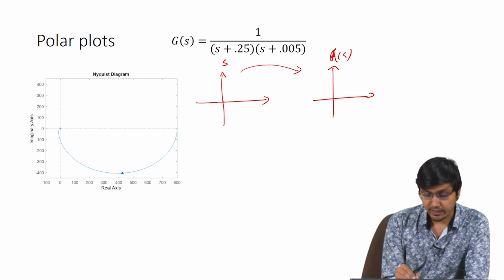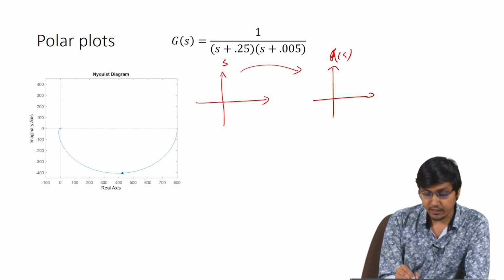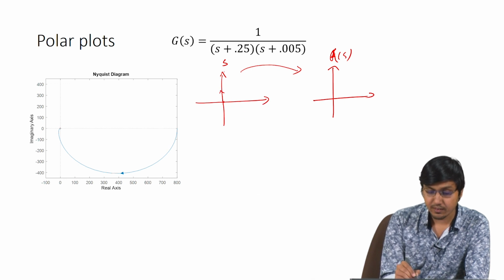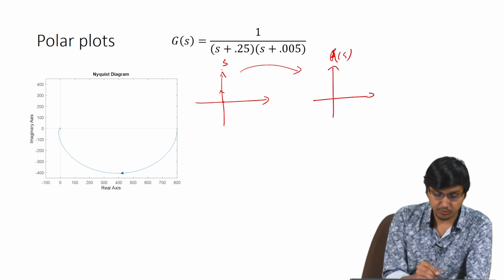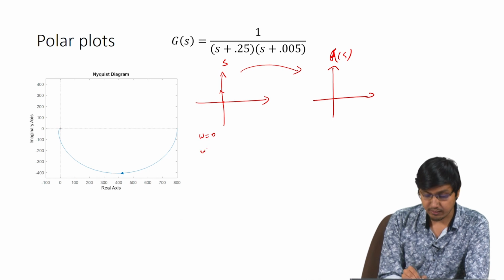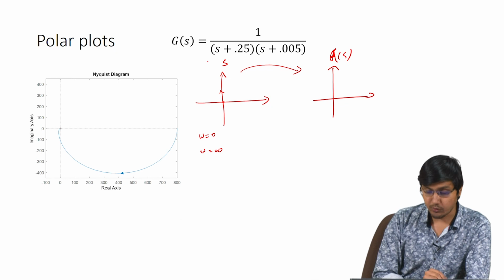We will start at the origin point, and then we will increase the value of omega and see what happens. That is what we are going to do. We will start with omega equal to 0 and see what happens, and we will see what happens at omega equal to infinity.